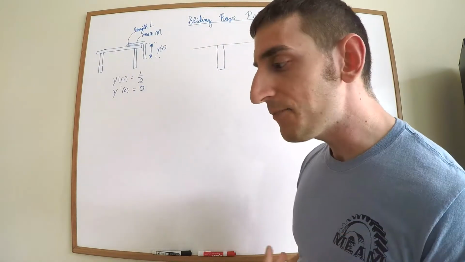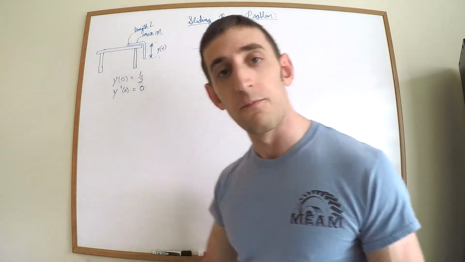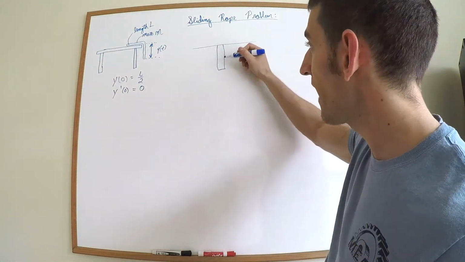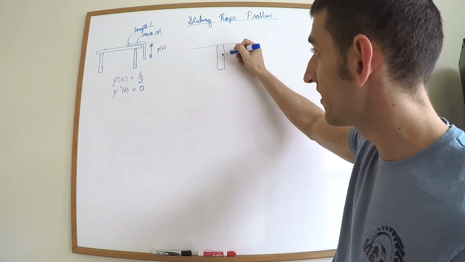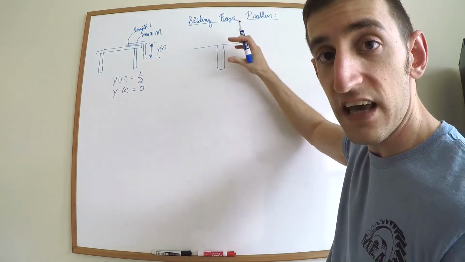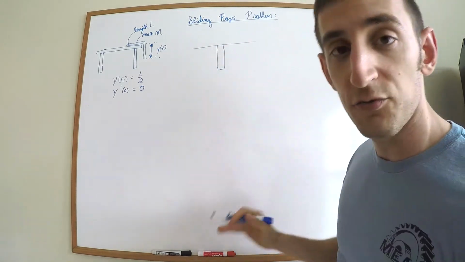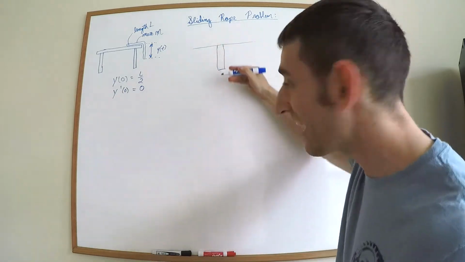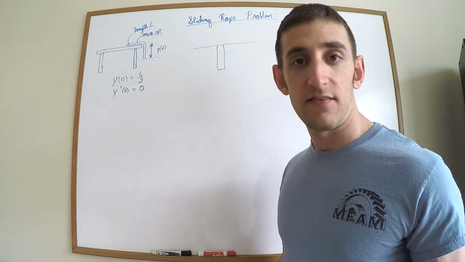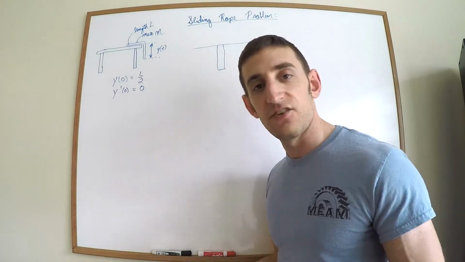So the game plan we want to use here is we're going to figure out the potential energy of each individual segment, or each infinitesimal segment, along this rope, and then we're going to add up all of those elements, okay? That's done using the integral.